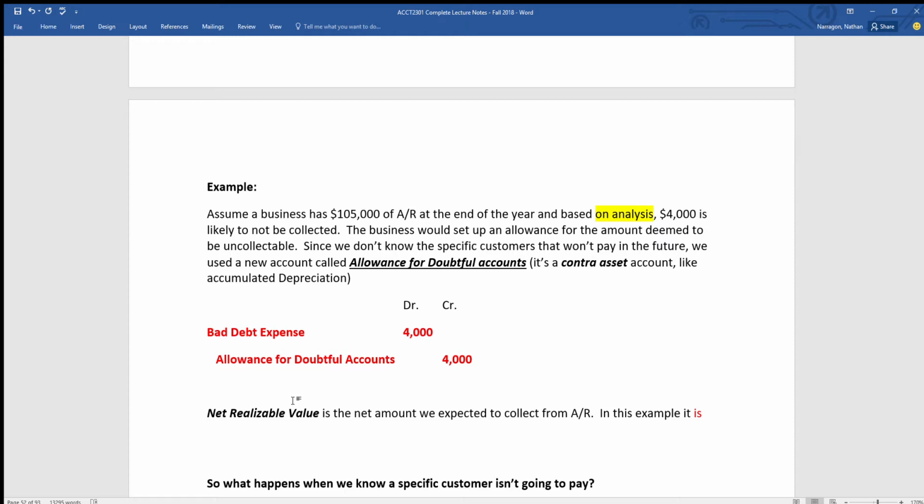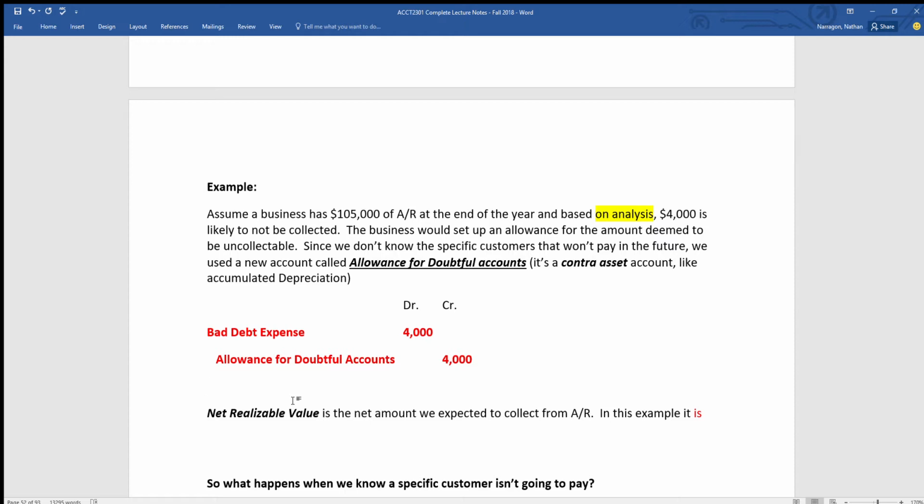Now, this is saying to the IRS or SEC or any investor that we do suspect that 4,000 of our 105,000 will not be collected. We will not get that money, but we still earned the revenue from any job that we have done. But right now, we're just assuming that. Will it happen? Will it not? We don't know. Okay?